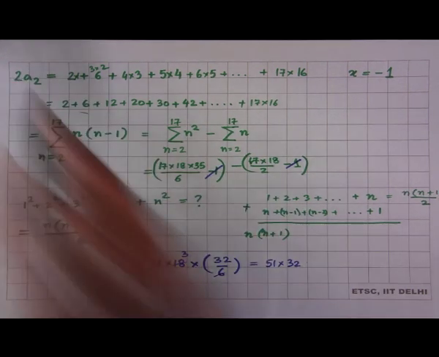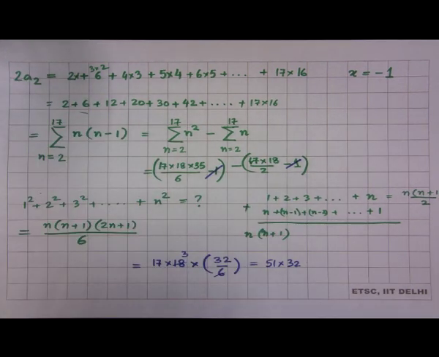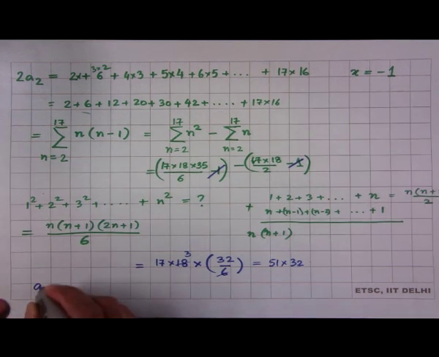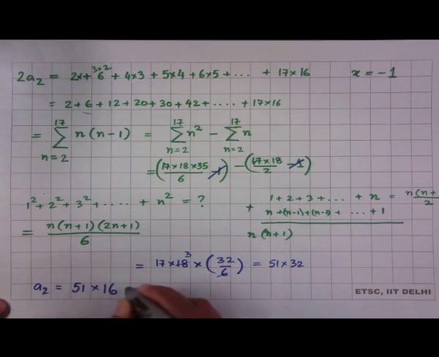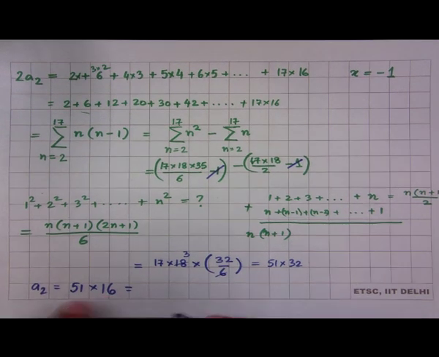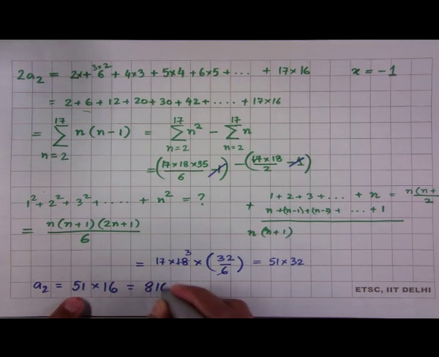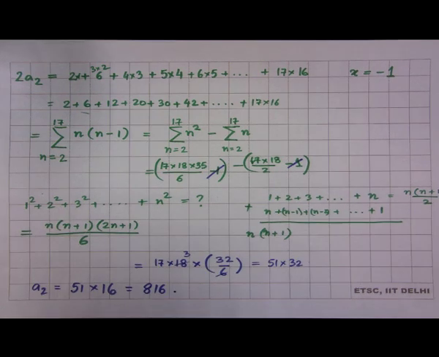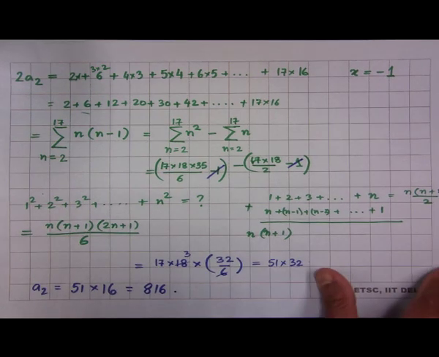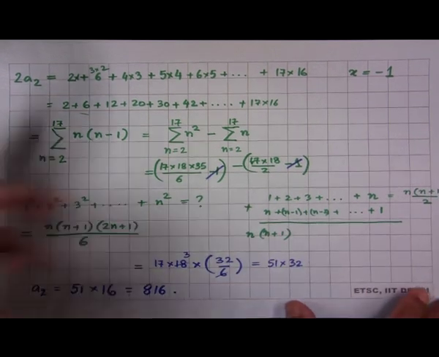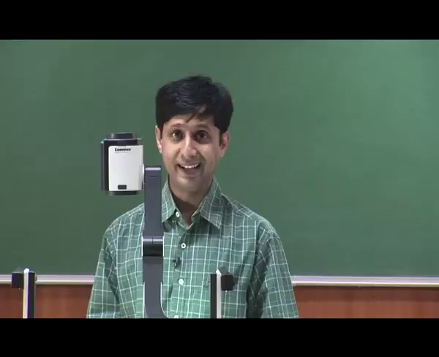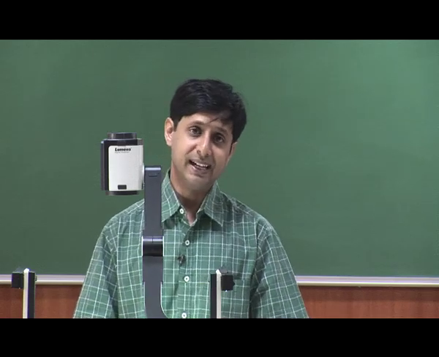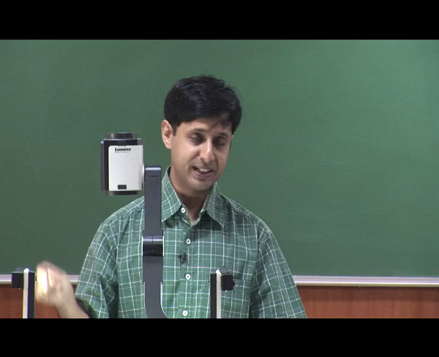Right. So, this is 2a2, and then you have got to divide this by a factor of 2. So, your final answer a2 should be equal to 51 into 16. 50 into 16 is 800. So, this is 816. All right, a little bit of calculation was required. However, the solution is not bad, it is elegant, it did not take as much time as travelling all the way from 17 to 1.